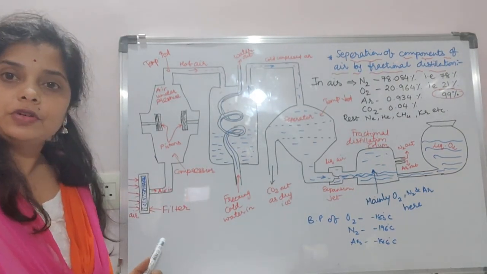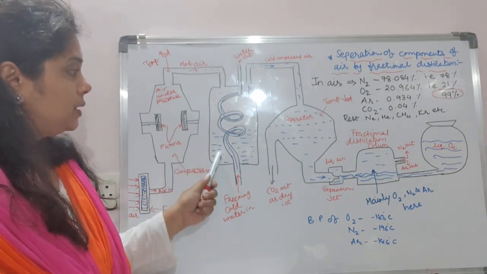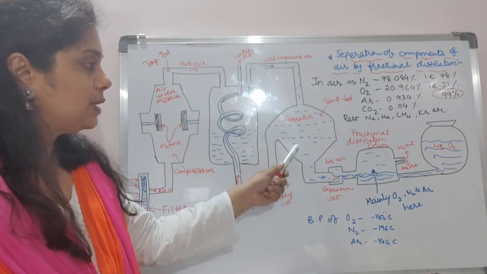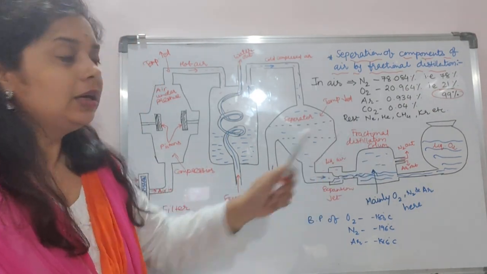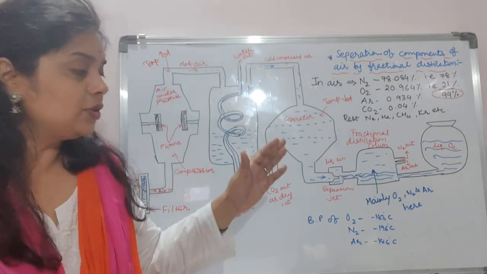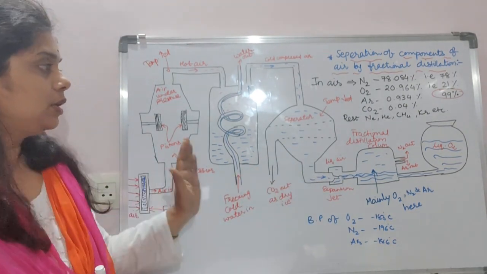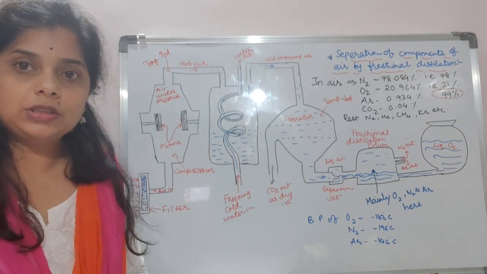First of all, here you can see this is the filter, this is the compressor, this is another unit, this is the separating funnel, this is the fractional distillation column, and last is the container in which we can store liquid oxygen. So let's see how this equipment works together to get liquid oxygen.